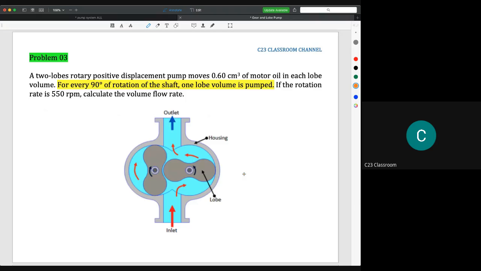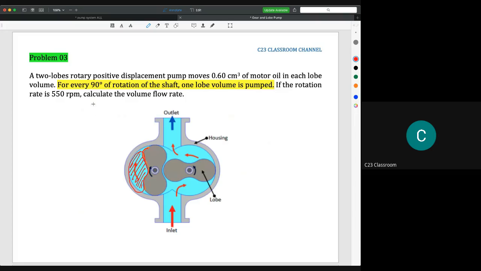Normally in a rotary lobe pump, they will give you the volume of one lobe. One lobe means the volume of water carried in this area. If it is not given, you need to use the geometrical values: open the drawing and calculate the value for one lobe. Then, for every 90 degrees of rotation of the shaft, one lobe volume is pumped.